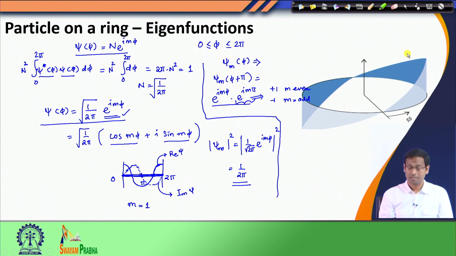You can see this feature over here when I am plotting the real part of the wave function corresponding to m equals 1. If I start my point over here, after pi revolution, I would be at this point. So, I see that the wave function is negative of itself after pi revolution, after 180 degree. But when I make 2 pi revolution, of course, the wave function is going to get back to its normal form.